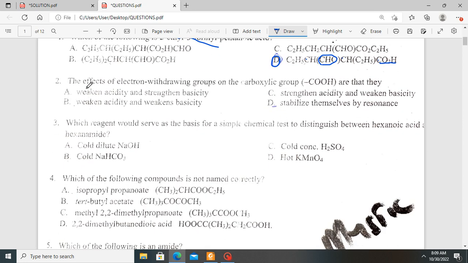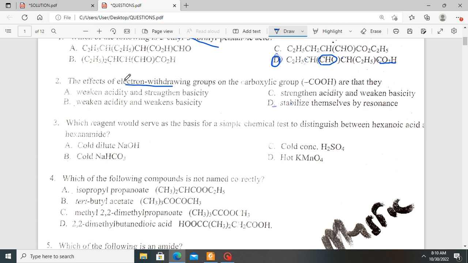Question 2, the effect of electron withdrawing groups on the carboxylic acid are that they... So what is the effect of electron withdrawing groups on carboxylic acids? Do they weaken acidity? No. Do they strengthen acidity? Yes. They stabilize themselves? No. They weaken? No. So the answer is they strengthen acidity and weaken basicity.